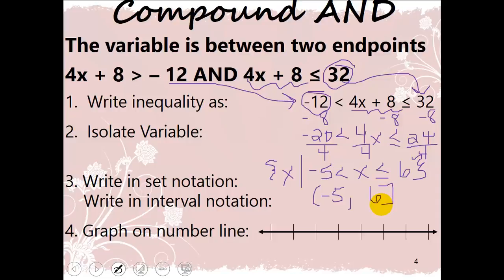So to graph on a number line, I need to go from negative 5 to 6. So let's go 0, negative 2, negative 4. Here's negative 5, open. 2, 4, 6 is closed. And then we go like that, a line in between. That's the compound and.